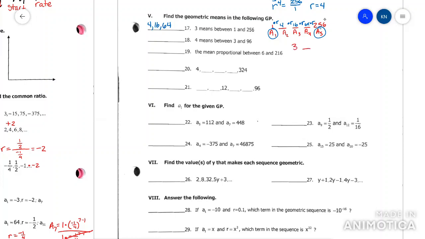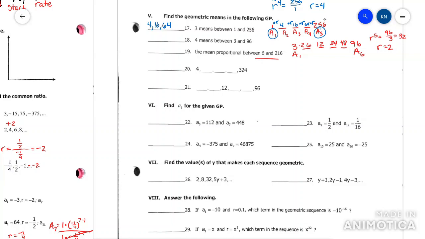You have 3, 4 means, and 96. So this is A1, this is A6. So that's a difference of 5. So R to the 5 is going to be 96 over 3, which is 32. So R to the 5th is 32. That means R is 2. Now I can just go times by 2 each time. That's the short way. This one just means put one mean in between 6 and 216. And that's how you're going to do all of these.